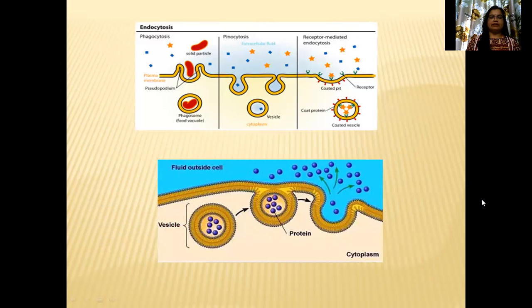Now here we can see the process of endocytosis by phagosome or vesicle: pinocytosis, phagocytosis, or receptor-mediated endocytosis, and another for exocytosis.